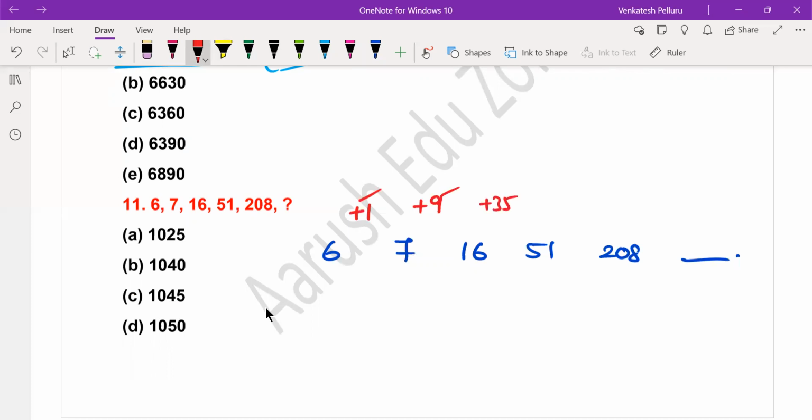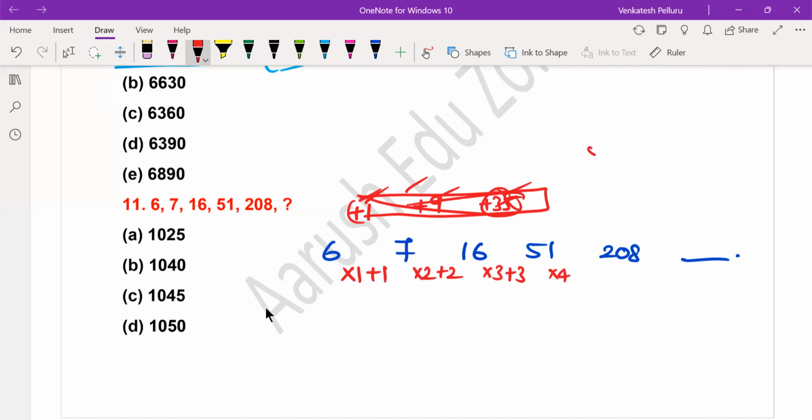So 1, 9, 35, they are nowhere related. They are neither square values. These two are squares, this is not a square. Okay, so they are not properly related, hence it's not addition, it's purely multiplication. 6 1s are how much? 6 plus 1 is 7, 7 2s are 14, 14 plus 2 is 16, 16 3s are 48, 48 plus 3 is 51, 51 4s are, if you want you can cross check it, 51 4s are 204, 4 1s are 4, 4 5s are 20, right? So if I add 4 to it, 204 plus 4 is 208.